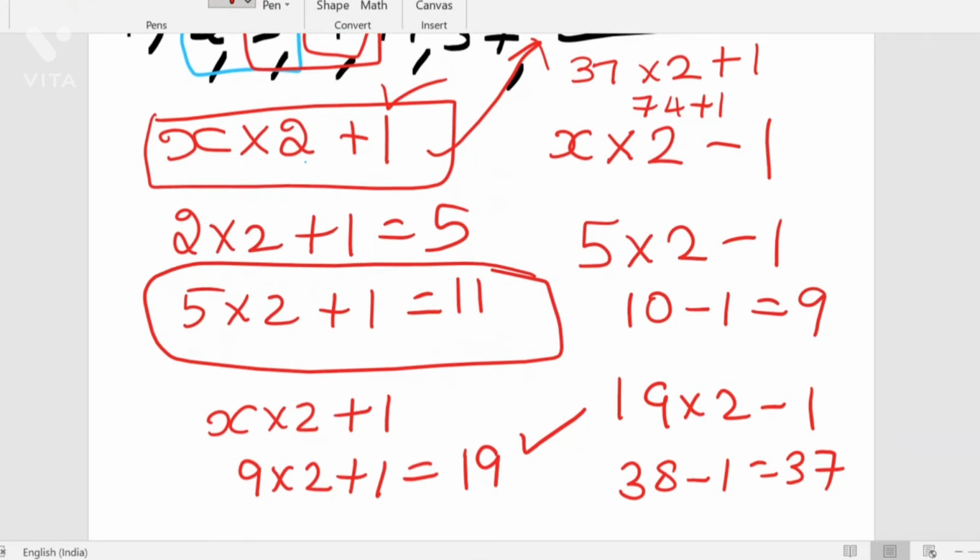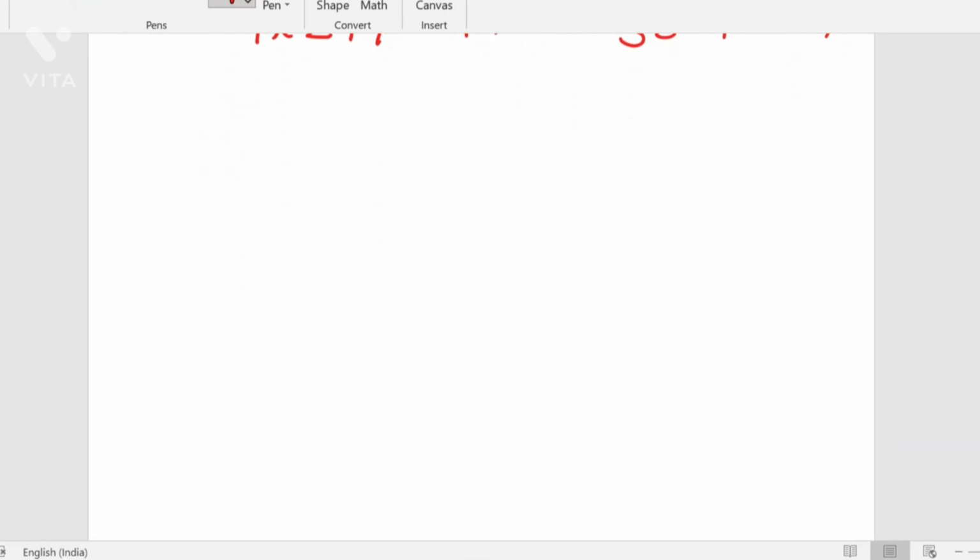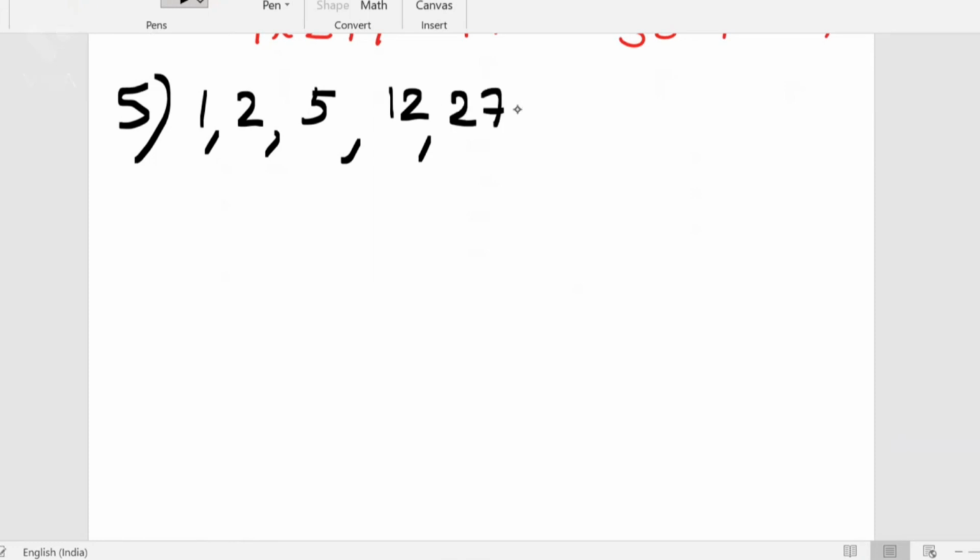Question number 5. Question number 5 is 1, 2, 5, 12, 27, and next is dash. 1, 2, 5, 12, 27. So what is the relation here? Here also multiplication, because the numbers are increasing randomly without any regularity. In that case we have to use multiplication, but we have to find multiplication plus some addition also here. 1 becomes 2, 2 becomes 5.